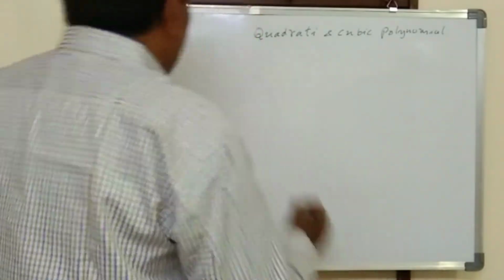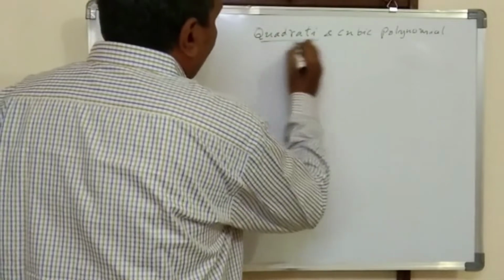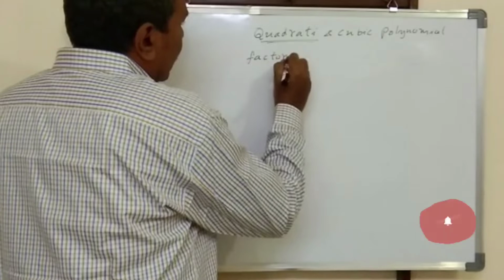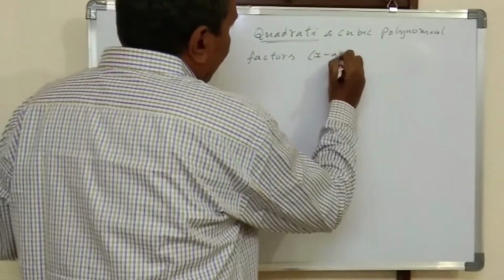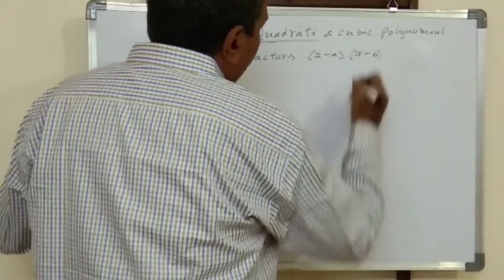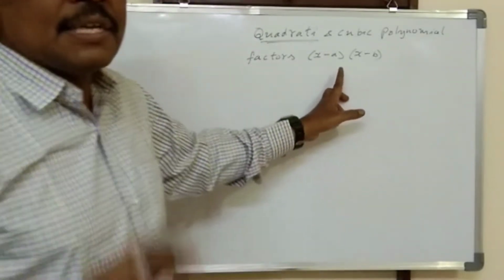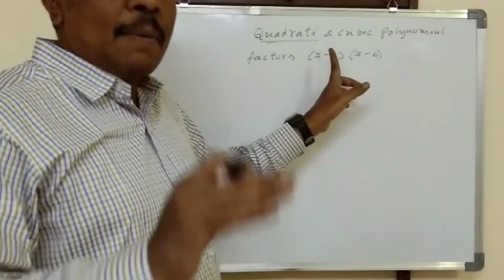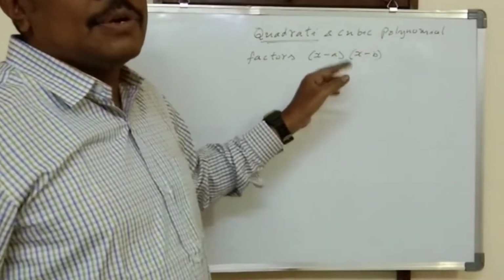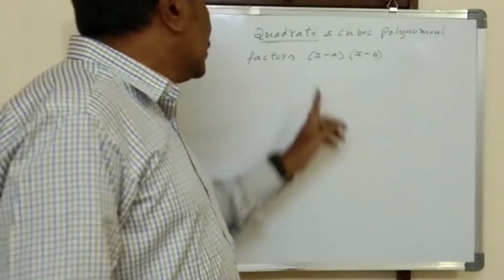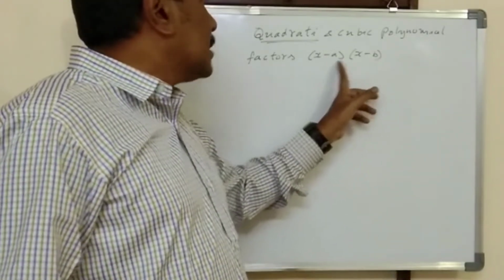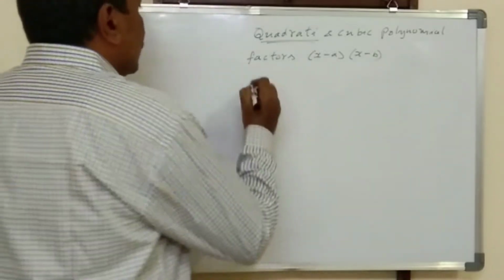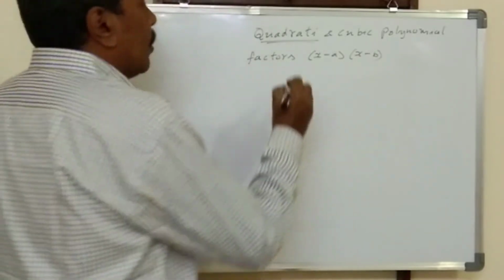For example, take a quadratic polynomial. The factors are x minus a and x minus b. These are the two factors of a quadratic polynomial. A quadratic polynomial means a polynomial whose degree is 2, so it has at most two factors. Let the two factors be x minus a and x minus b, where a and b are any real numbers.